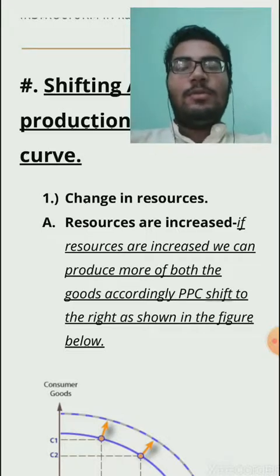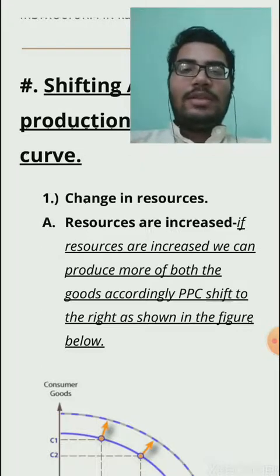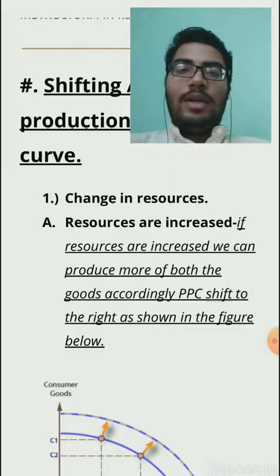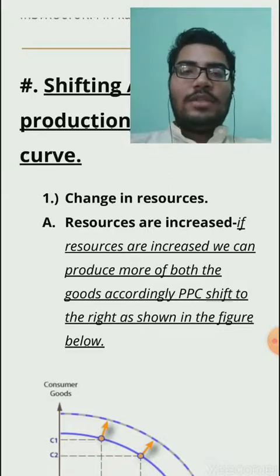So first of all, resources are constant, but there are possibilities that resources may be increased or decreased. So the first point is change in resources. What will be the shape of the production possibility curve when resources are changed? First, resources are increased. Suppose in an economy there is a given production possibility curve. Now at any point of time the resources available in the economy are increased. So what will be the shape of the production possibility curve?